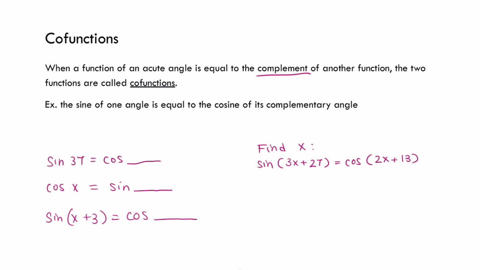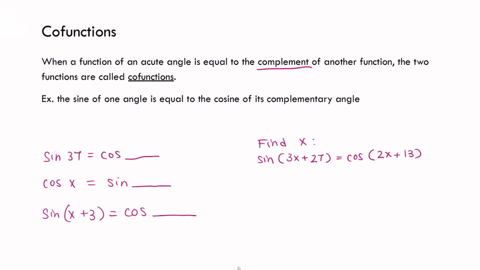Okay, moving on to cofunctions. When a function of acute angle is equal to the complement of another function, the two functions are called cofunctions. So for example, the sine of one angle is equal to the cosine of its complementary angle. So for sine of 37, we can just do 90 minus 37 to find the complementary angle, and we get 53. For cosine x, to find the complementary, we just do 90 minus x.